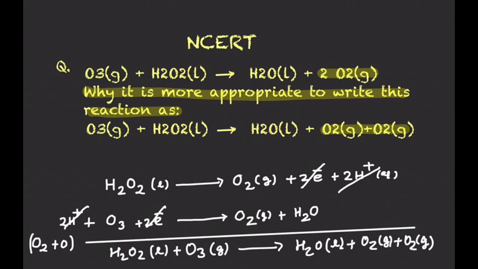So while writing in this form, we are able to find out that one molecule of oxygen is obtained from H2O2 and one molecule of oxygen is obtained from ozone. So that's why it is appropriate to write like this.